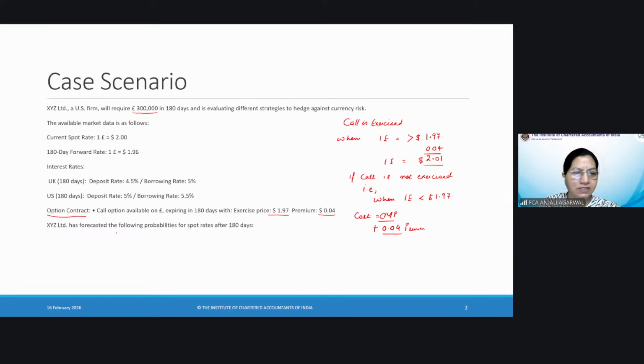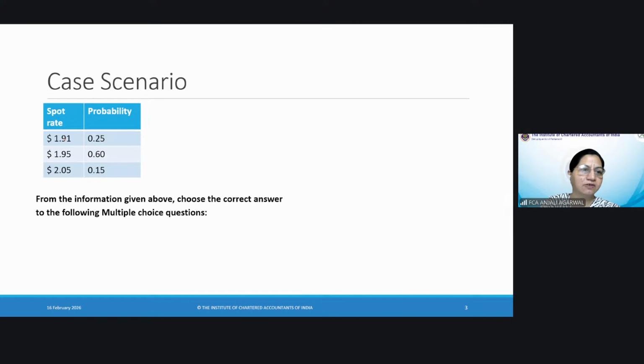We will see that. And why are we going for a call option? Because it is available on pounds and we need to buy 300,000 pounds in 180 days. So it is a call option. A call option gives us the right to buy the currency, commodity, or any other underlying asset. XYZ Limited has forecasted the following probabilities for the spot rate after 180 days. So what will be the scenario after 180 days? It's not fixed. They have been given in terms of probabilities.